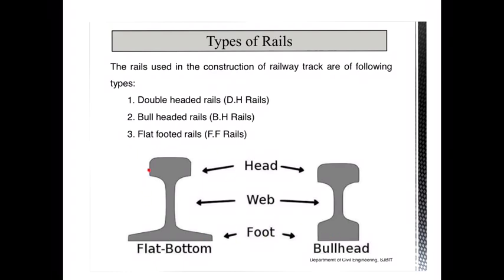Now, based upon the shape and the dimensions provided on the various sections of the rails, we can classify the rails into three main categories. The first one is the double headed rail, the second is the bull headed rail, and the third one is the flat footed rail. Now we'll look into how the different rail sections are designed and what are the advantages and disadvantages of providing the various rail sections.